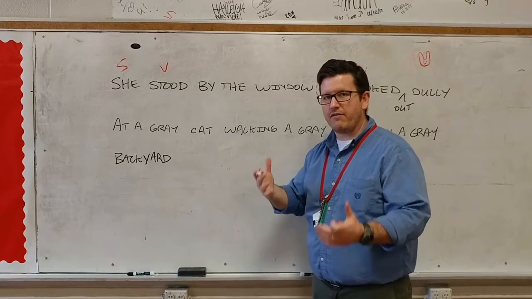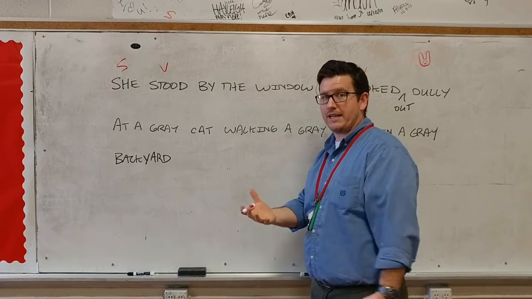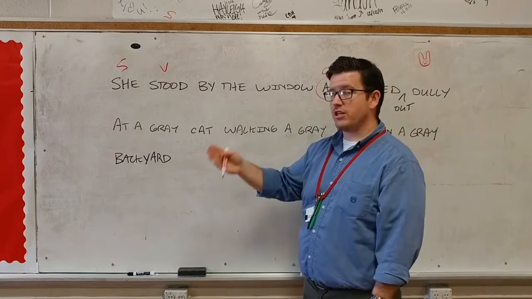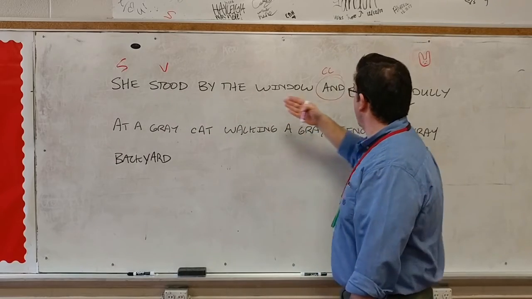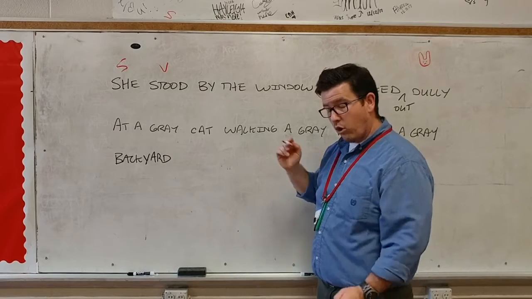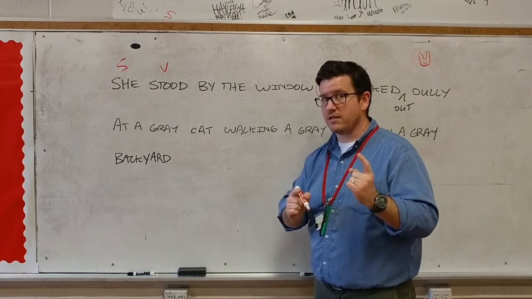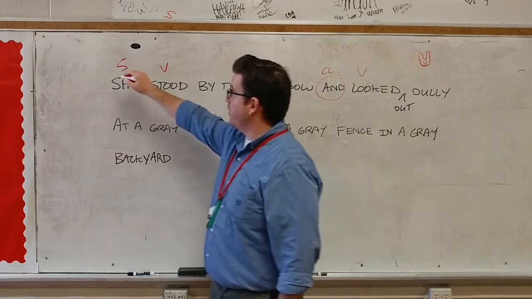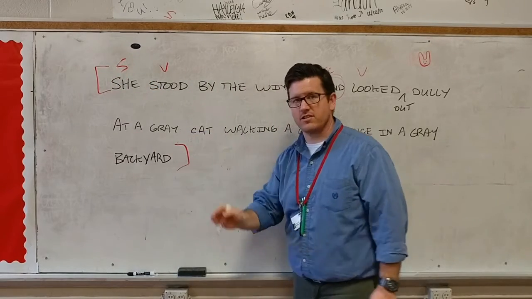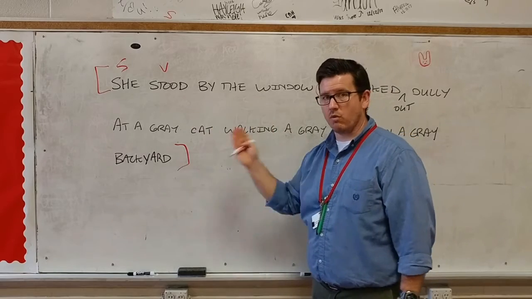So you can have a compound predicate without having a compound sentence. What did she do? She stood and looked. There isn't a second subject. So clauses have to have one subject and at least one verb. So my clause starts here and it ends at the end of the sentence. This whole thing is one clause.